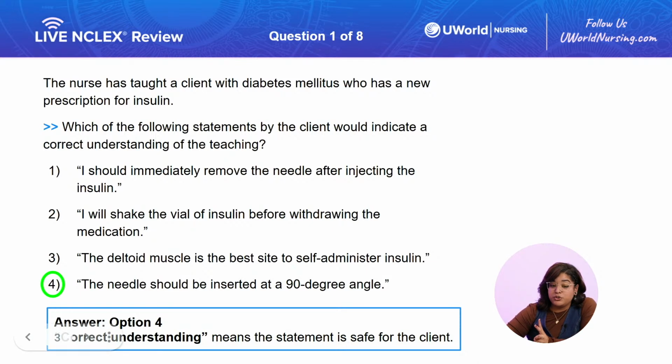Option 2, shaking the insulin vial will cause bubbles, and that's not something we want to do. We want to minimize the bubbles. So if we have something like NPH, the intermediate acting insulin, those are typically cloudy. What you want to do is roll it in between the palms to mix. You don't want to shake it. And then option 3, insulin injections are always subcutaneous. The deltoid muscle is more for intramuscular injections.